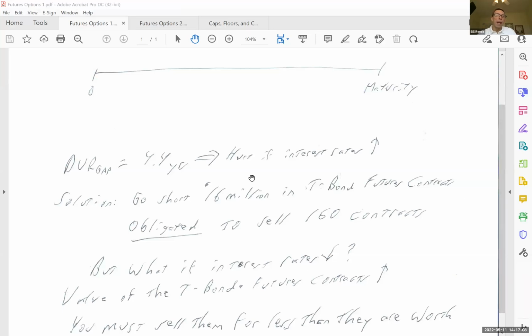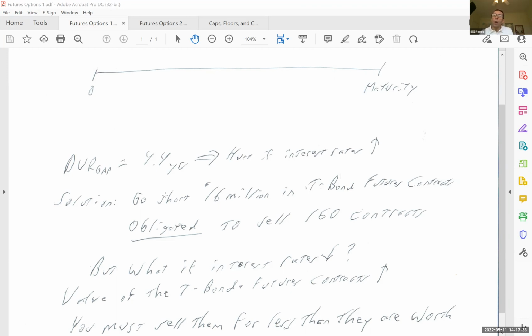And this is going to be where you have a duration gap of 4.4 years, which means a positive duration gap. You're going to be hurt if interest rates go up. Okay, we've talked about that in prior videos. So what's your solution to that based upon interest rate futures contracts? You want to go short $16 million in Treasury bond futures contracts. This is the example we looked at in an earlier video.